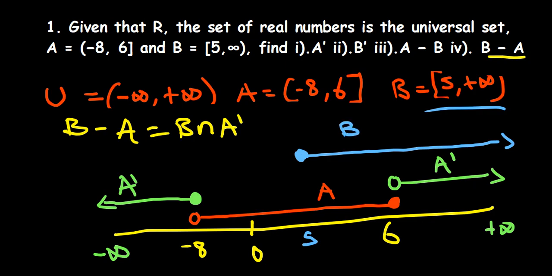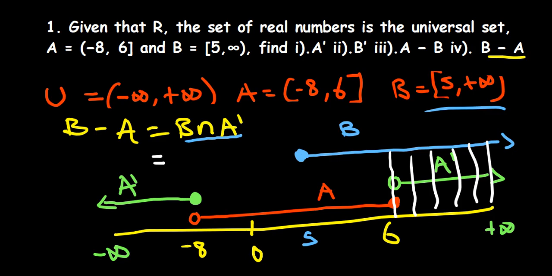So to find the elements that are in B intersection A complement, we are going to go at the point where the line for B is overlapping the line for A complement. So we can see that that point is this part here. So this part here all the way to what? Positive infinity is overlapping with the A complement. So we are going to say this B intersection A complement is just a set that is starting from 6 all the way to positive infinity.